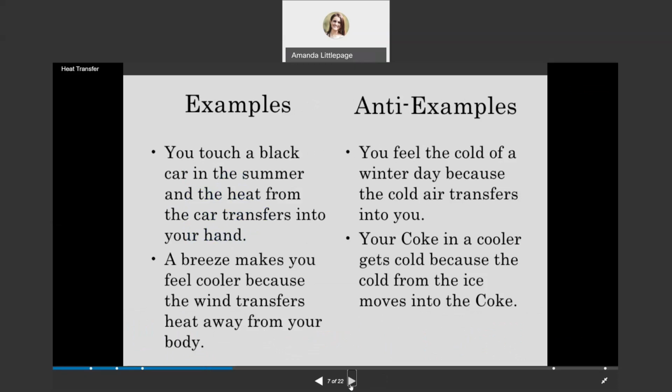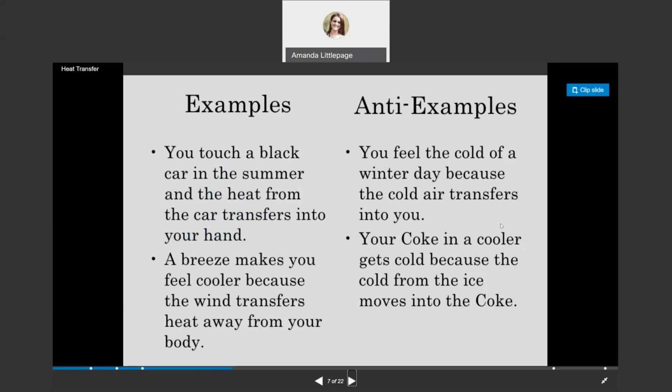You touch a black car in the summer and the heat from the car transfers into your hand. A breeze makes you feel cooler because the wind transfers heat away from your body. You feel the cold of a winter day because the cold air transfers into you. Or your Coke in a cooler gets cold because the cold from the ice moves into the Coke.